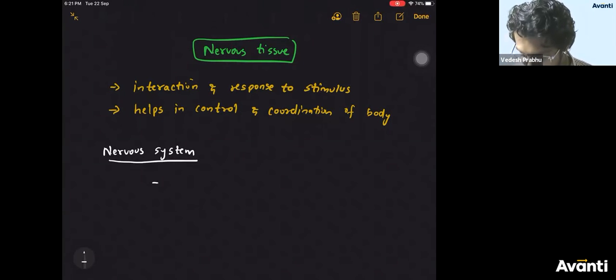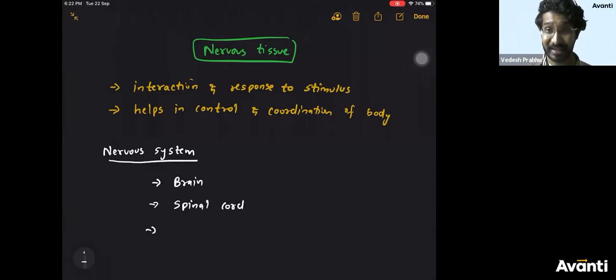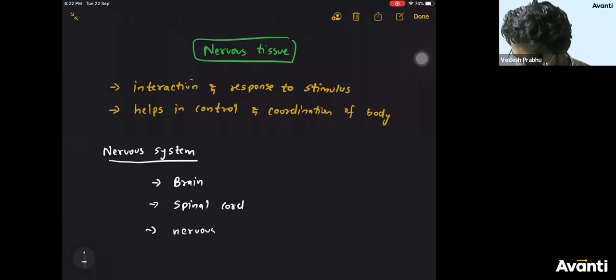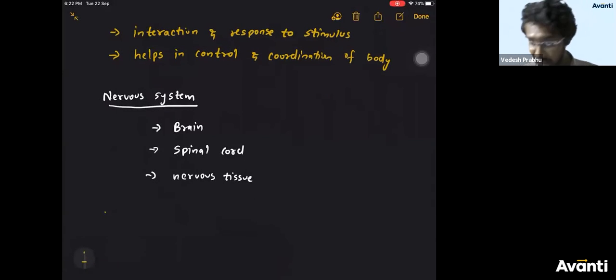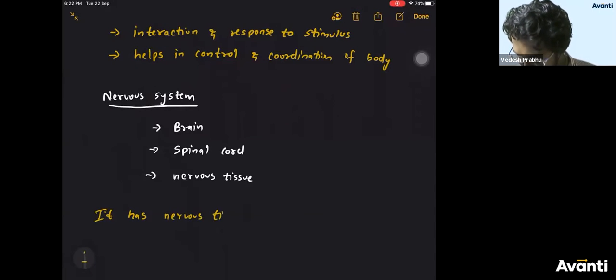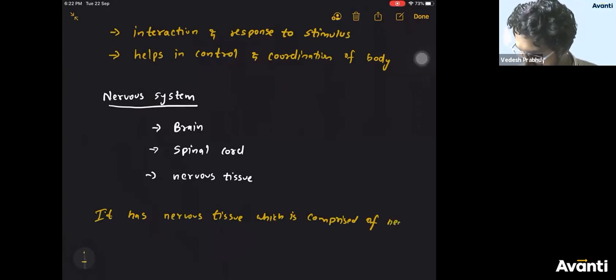I'll first write here about the components of your nervous system, which is your brain, then spinal cord, as well as your nerves, or your nervous tissue. The next important thing you should be aware of is neurons. The nervous tissue is comprised of neurons or nerve cells.